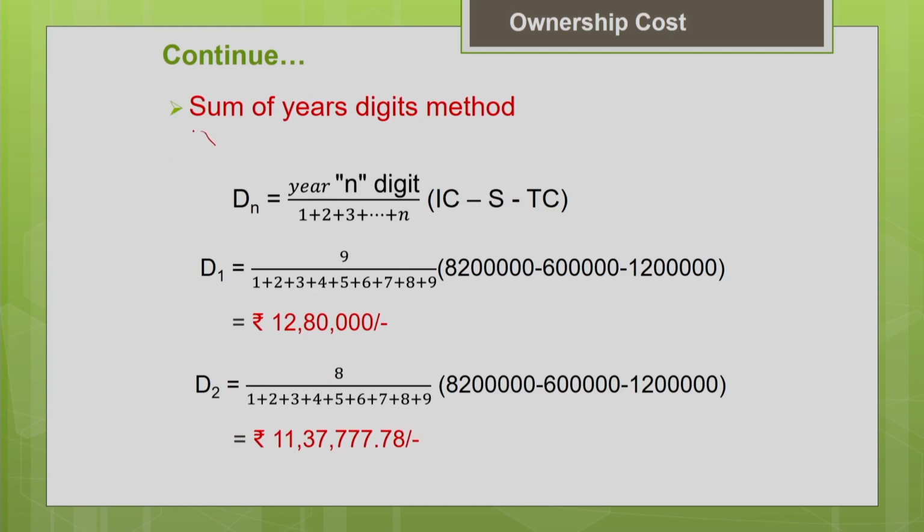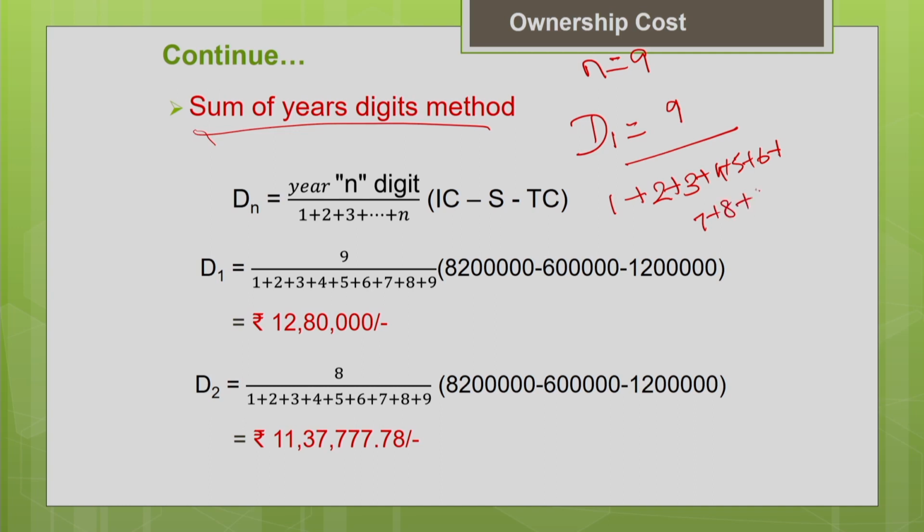Next is your sum of the years digit method. Here, how do you calculate the depreciation for the first year? The number of years left in the recovery period is n equal to 9, divided by the sum of the years in the useful life, 3 plus 4 plus 5 plus 6 plus 7 plus 8 plus 9, multiplied by your initial cost minus your salvage value minus tire cost. This will give you the depreciation for the first year.